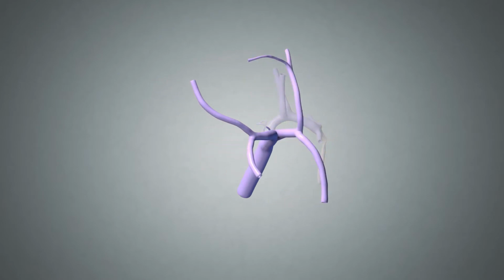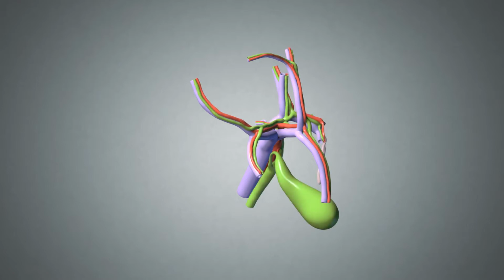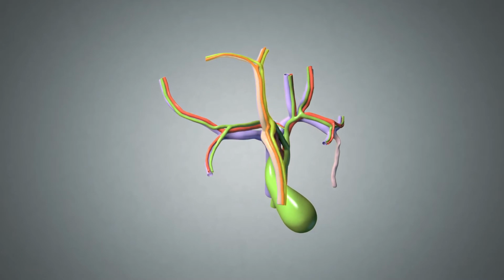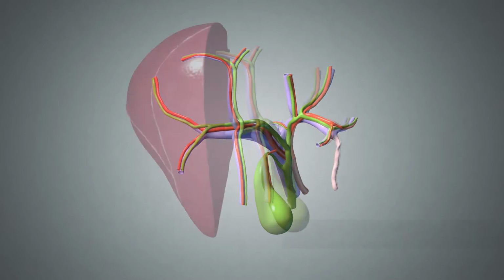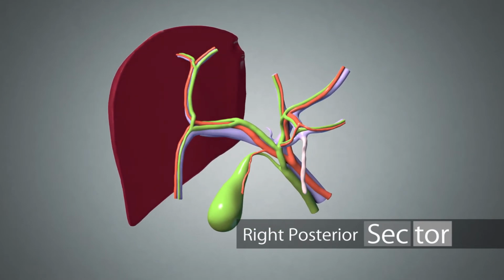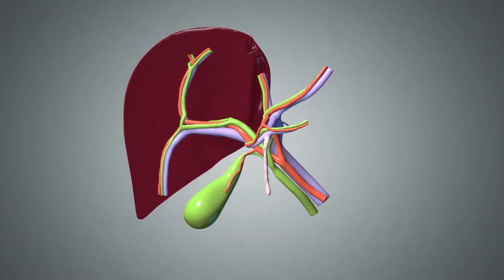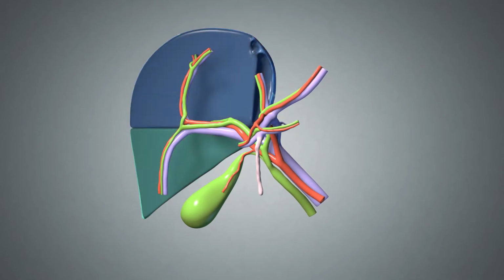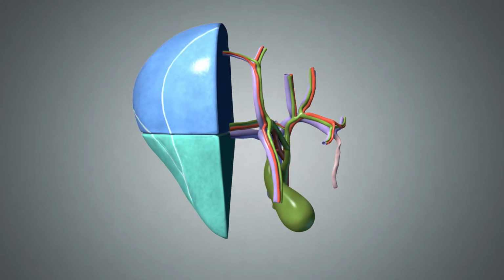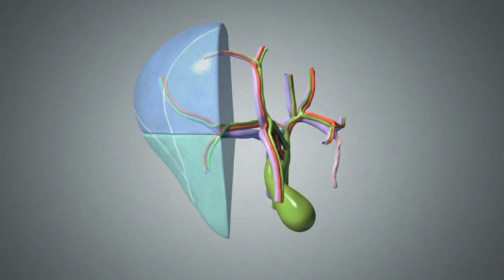Along with the portal venous branches, there is also an artery and a bile duct. These 3 structures are contained within a single sheath and thus are referred to as the right posterior pedicle and the right anterior pedicle. The right posterior pedicle supplies the right posterior sector. The right posterior sector includes segments 6 and 7. The right posterior pedicle has 2 main branches that supply each of these segments.